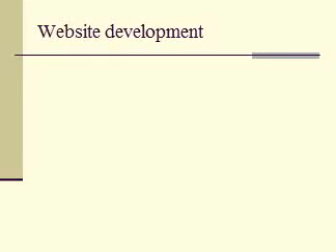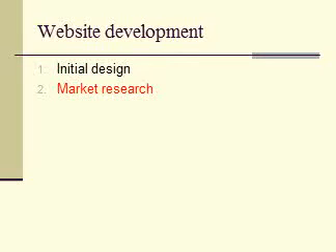The following are the basic activities that take place when a website is developed. First is initial design. Development of the overall website content, storyboard, design of basic site functions, and the general design of graphics. Next comes market research. This is research regarding potential customers, competitors, and markets.